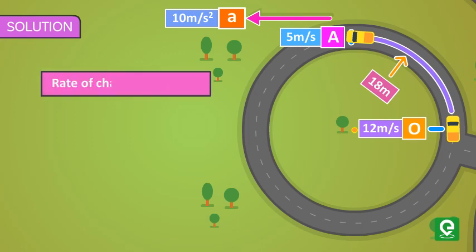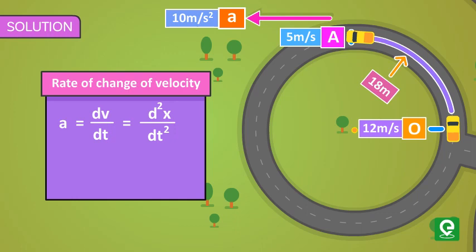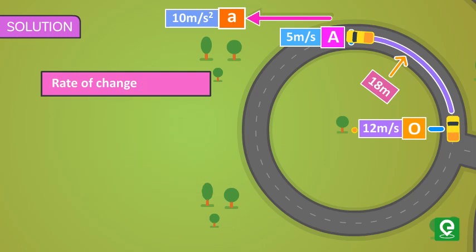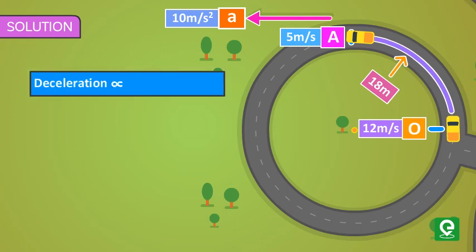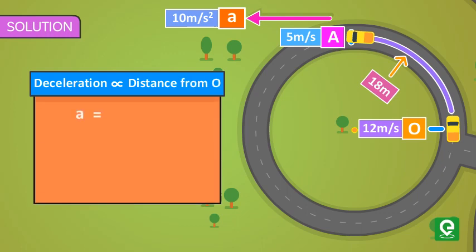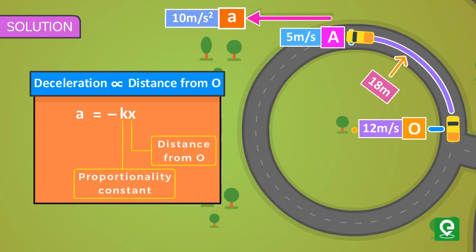We all know that rate of change of velocity is equal to acceleration. We can modify this expression to derive the relation between acceleration, velocity and distance. That is A equal to V into dV by dx. Let's call this equation 1. We are also given that the deceleration measured along the curve is proportional to its distance from O. This is mathematically expressed as A equal to minus kx, where k is a proportionality constant, x is the distance from O, and minus sign is used because of deceleration. Let's call this equation 2.